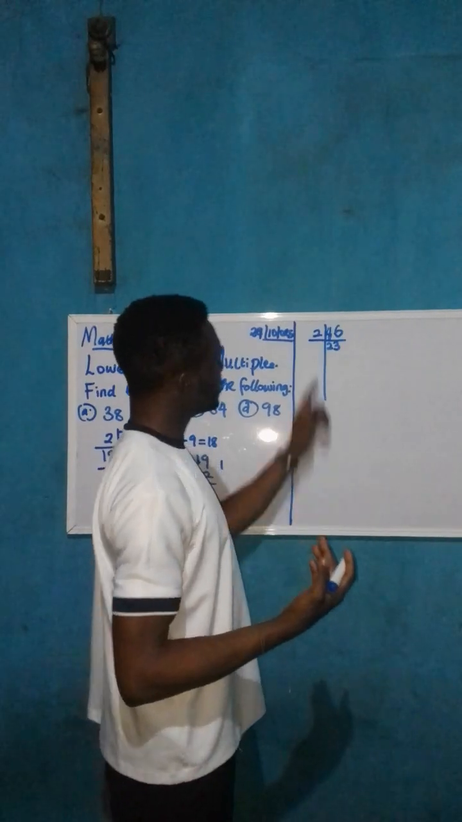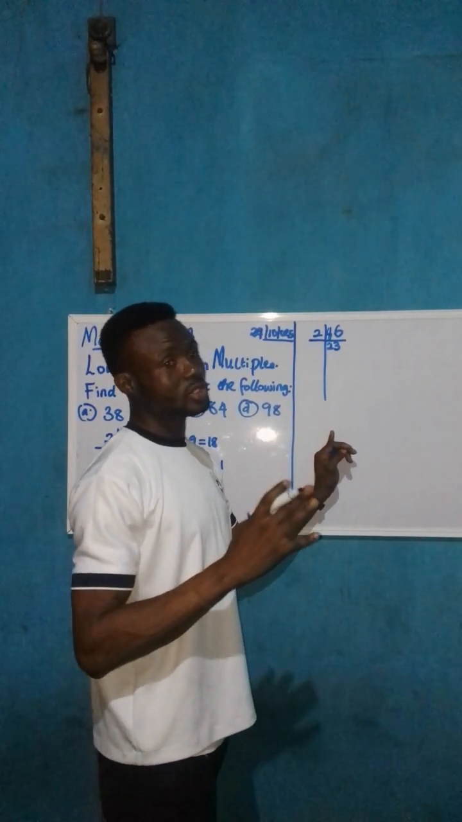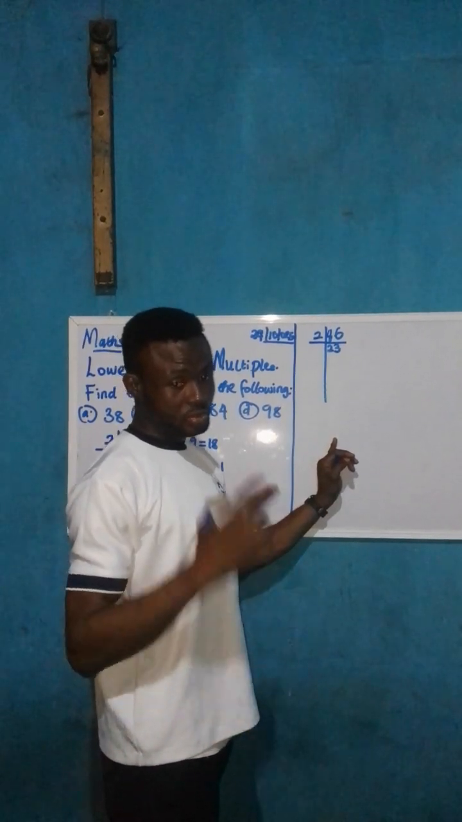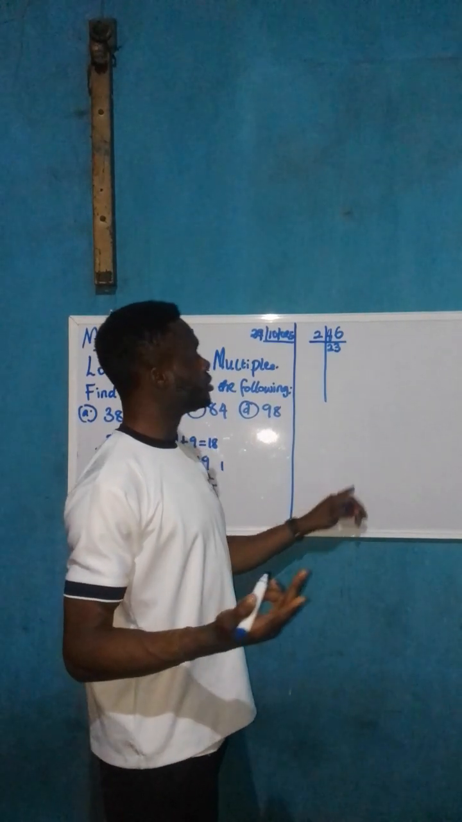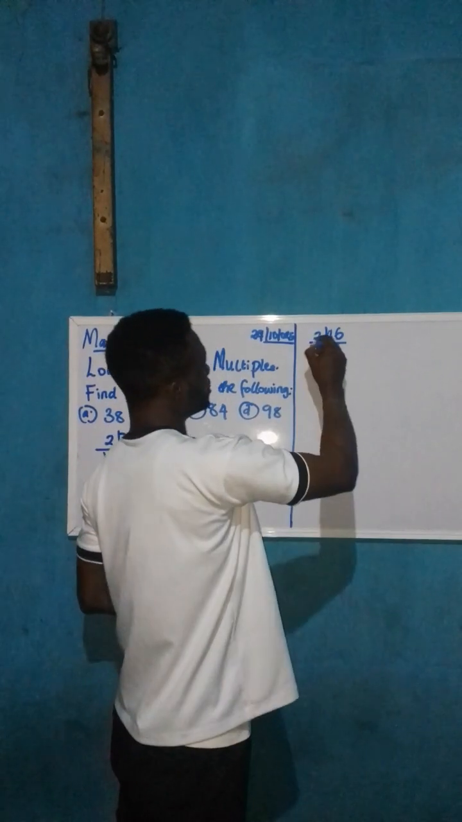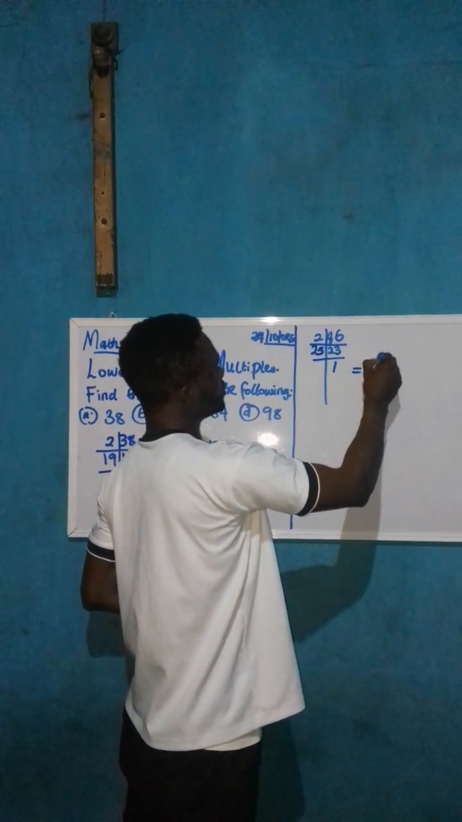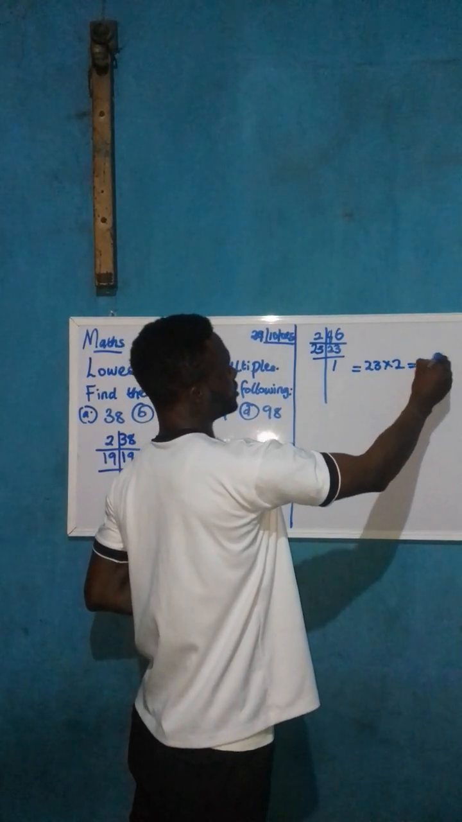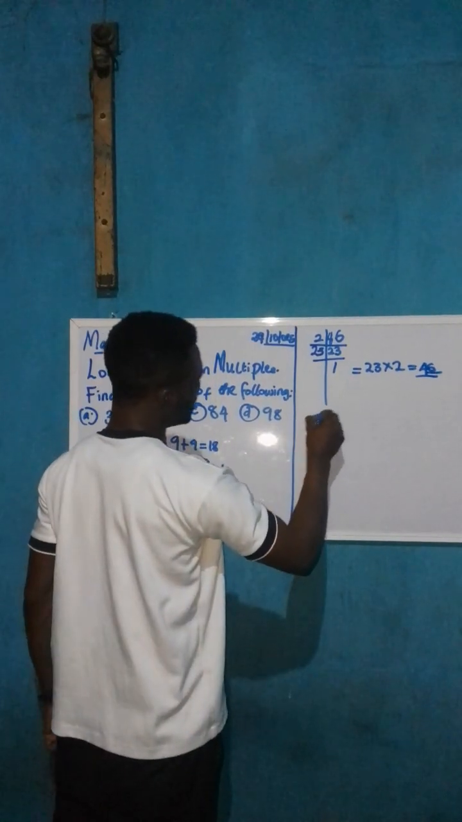But there will be a remainder, right? So, what number can divide 23 without remainder? If we use 7, 7 can go 3 times, and the remainder will be 2. So the only number that can go here without remainder is 23. Okay? So 23 in 23 will give us 1. So the answer is equals to 23 times 2, which is equals to 46. Do you understand?